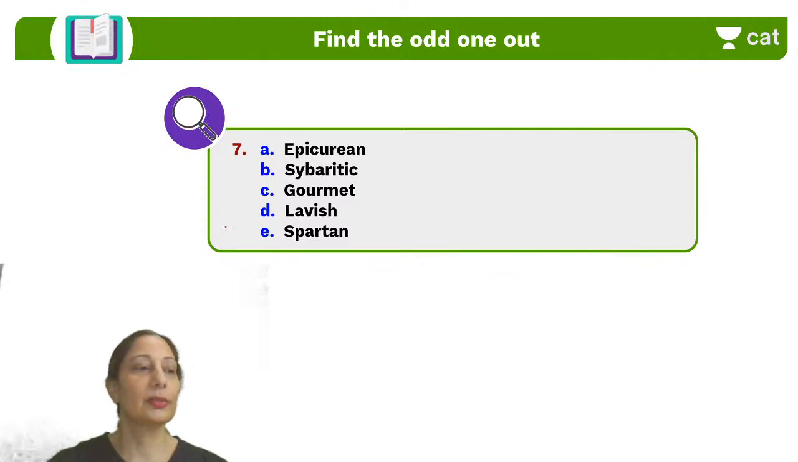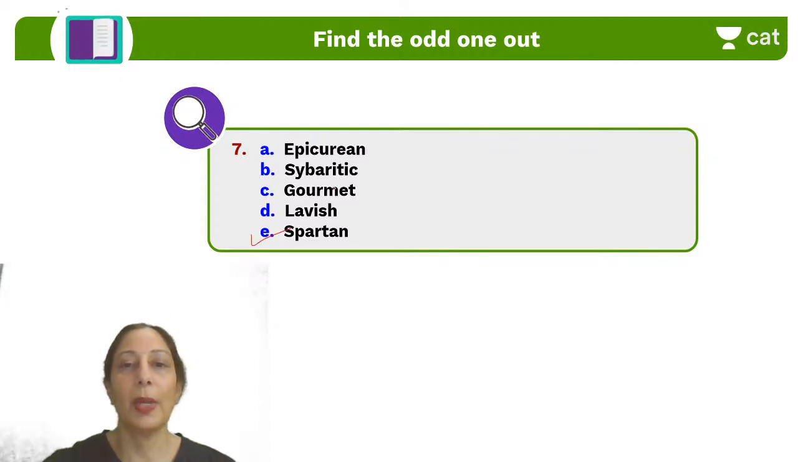Lavish? No. What do these words mean? A, B, C, D. Can anybody tell me? Now, the answer is Spartan. Spartan means a lifestyle which is very severe and austere.